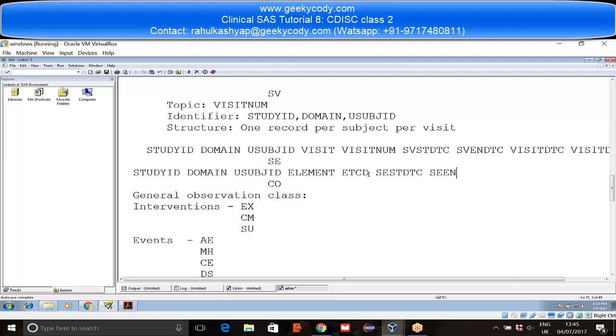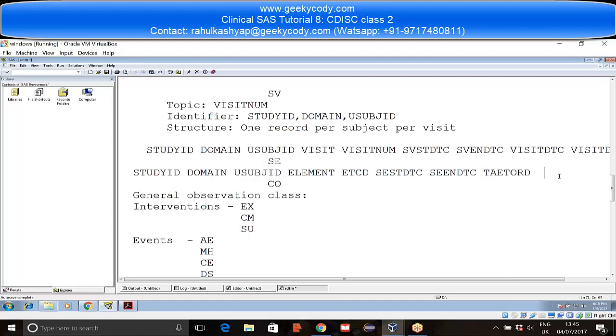Subject element end date. What is that? When the element starts, what is the end date for that? Also TAETORD, the element order. So is the screening first, or treatment first, or the follow-up first? Which one is first? Screening first. They'll give the order numbering for that.